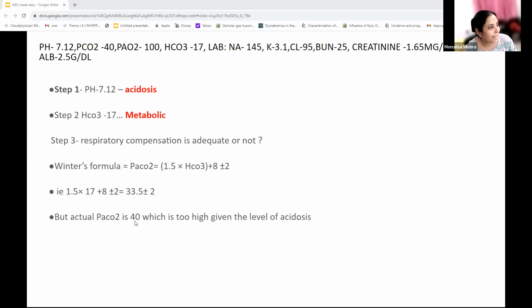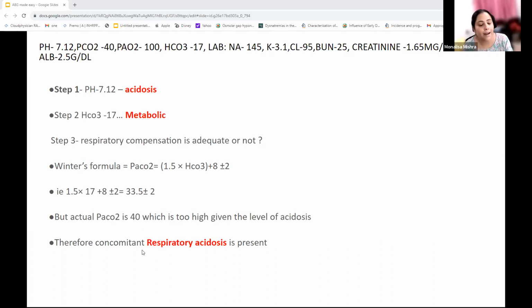But the actual PCO2 is 40, which is too high given the level of acidosis. There is metabolic acidosis, but the body is not able to compensate by washing out CO2. If you calculate compensation using the formula we studied, the CO2 should be 33.5 or 31.5 or 35.5; the range should be that. But the CO2 is 40, which tells us that the body is not able to compensate for it.